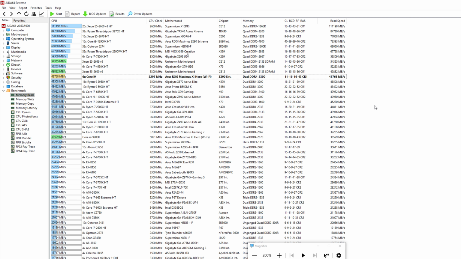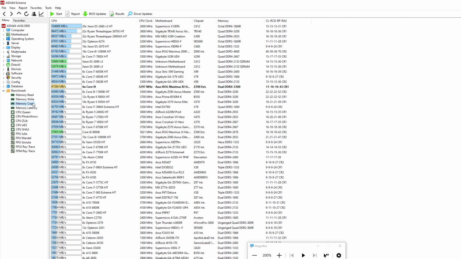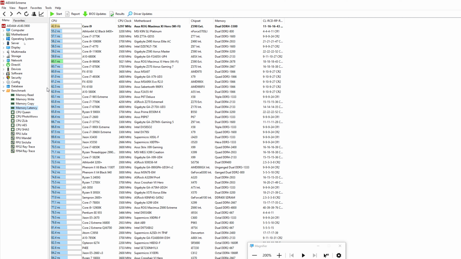So 48,768 megabytes. Write will be 50,213 megabytes, which is 50 gigabytes. Copy will be 47,386 megabytes, almost 50,000 megabytes as well, which is 50 gigabytes. Latency will be 42.9 nanoseconds.